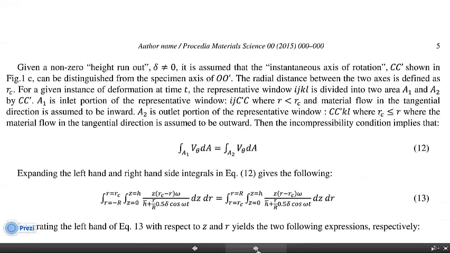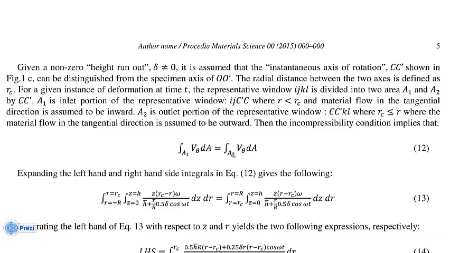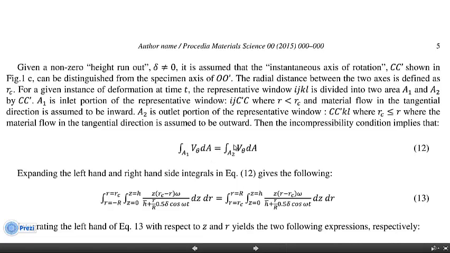If we remember the cross section of the representative window and the location of CC prime, which is the instantaneous center of rotation, we can divide the representative window into two parts, A1 and A2, on the left hand side and right hand side. A1 is the portion of the representative window where the material flow is inward, normal to the plane, and A2 is the right hand side portion of the representative window where the material flow in the tangential direction is outward. So these two should be equal. That's due to the volume constancy or area constancy.